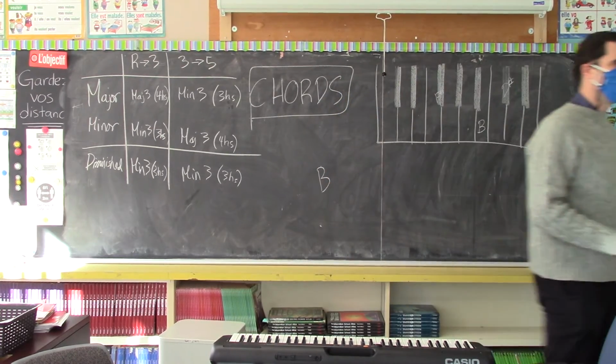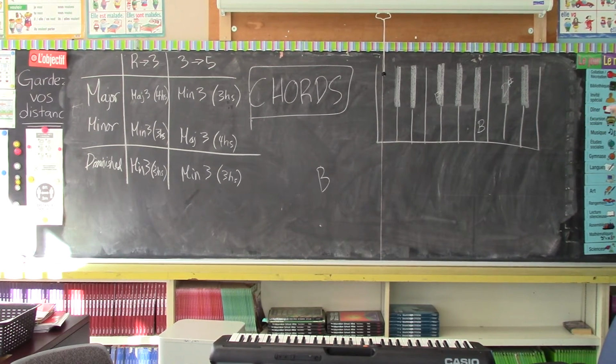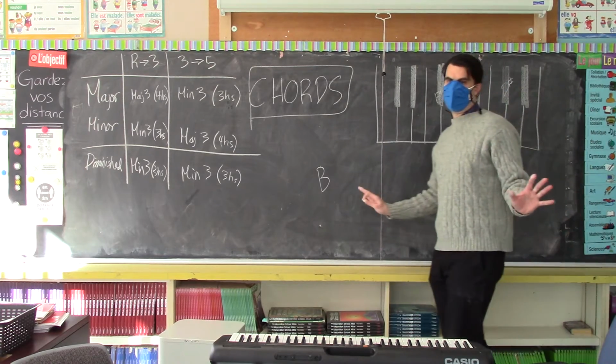Let's start on a B. Mateo, help me out with my two minor thirds here. So what I'd like to do is build a diminished triad. So based on my table there, a diminished triad from the root, which is B, is up a minor third and then up another minor third. So help me out here. What should I add first? Let's say step one.